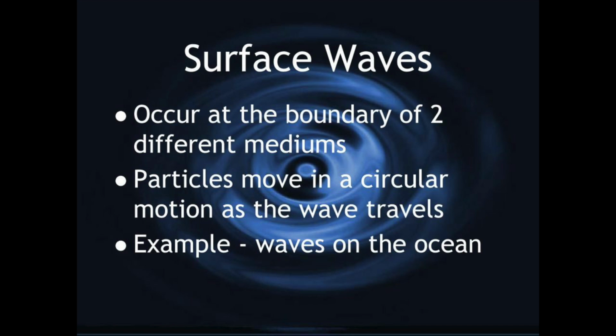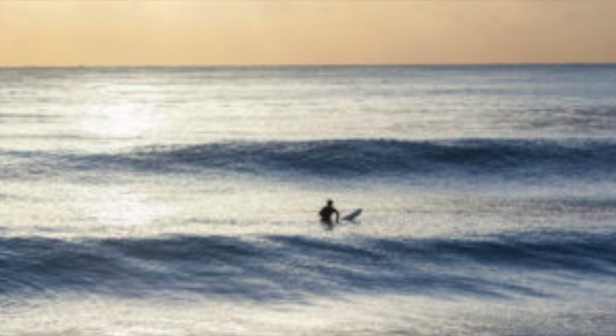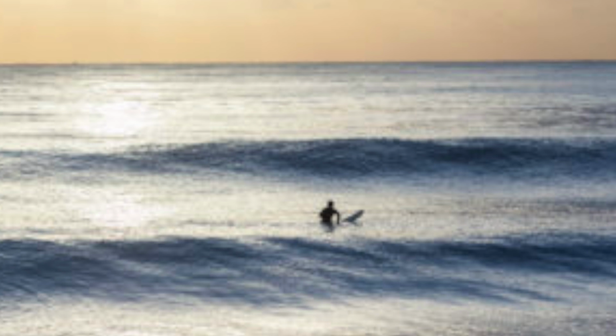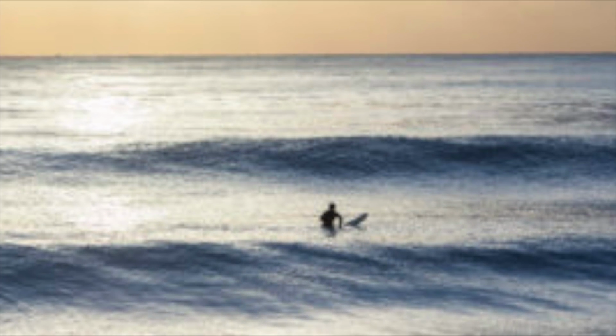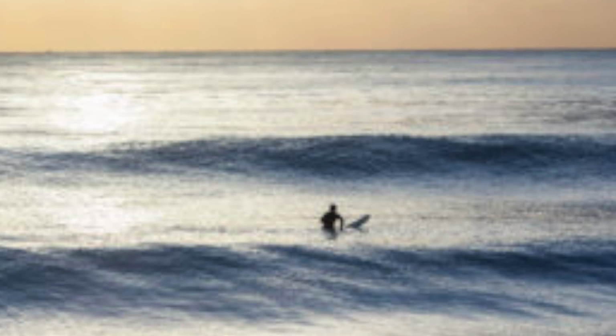The last type of wave motion is a surface wave. It's basically the combination of a transverse and longitudinal wave motion, where the particles that are on the surface will travel in a circular motion, just like you were floating in the ocean. As the waves are coming by, they're picking you up, bringing you in towards the shore, bringing you back down, pulling you back out. You move in a circular motion.